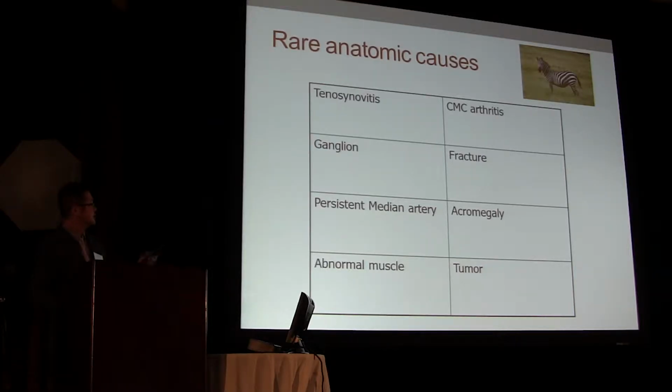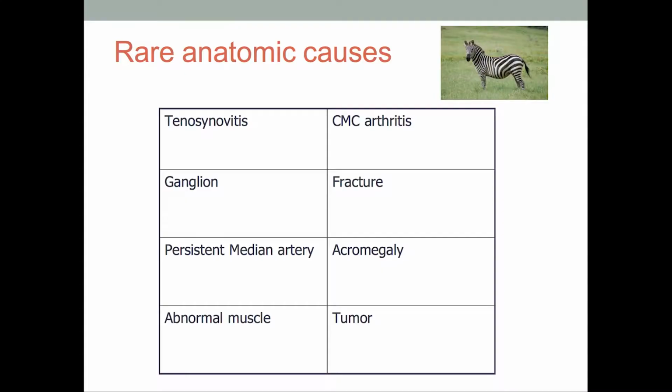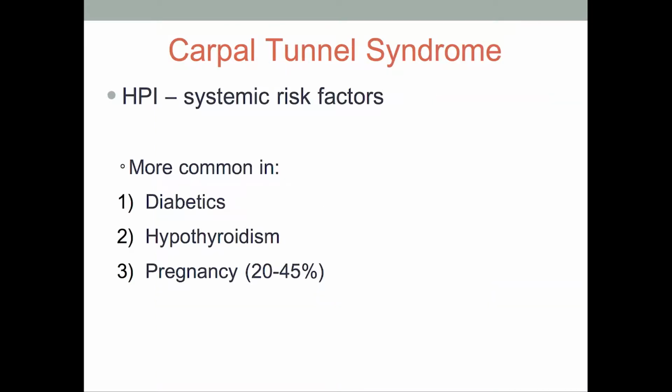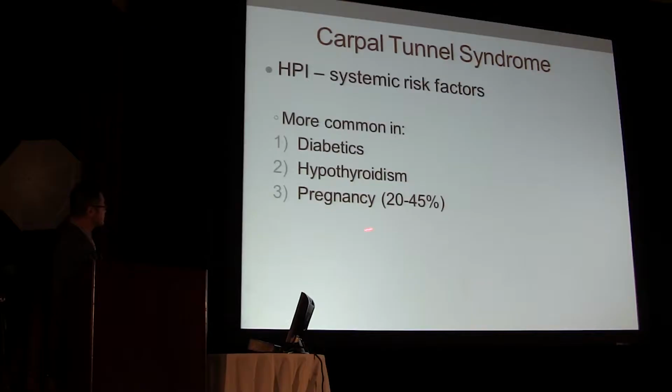Rare anatomic causes, the zebras: tenosynovitis, rheumatoid patients can have it. Some people can have tuberculosis, and they could have rice bodies in the carpal tunnel, abnormal muscles, tumors, and so forth. Those are rare. The systemic risk factors are diabetes, hypothyroidism, and this one I want to highlight, pregnancy. A lot of pregnant women, after they give birth, will develop carpal tunnel syndrome, and most of them don't need surgery. A lot of times, a steroid injection will get rid of that.